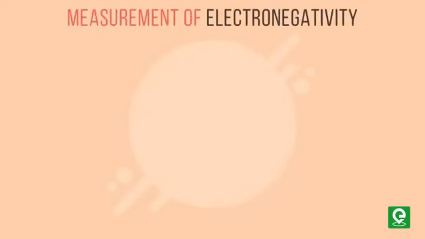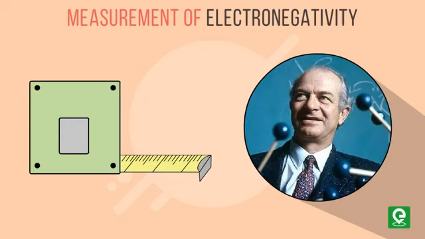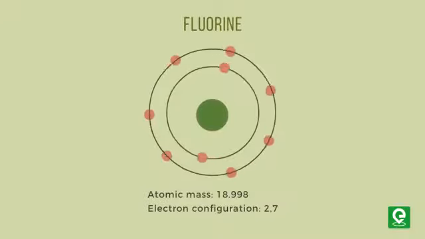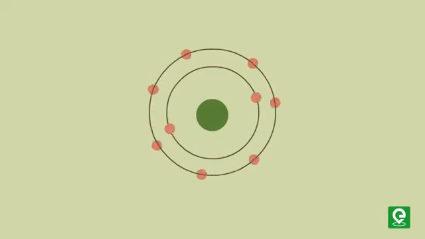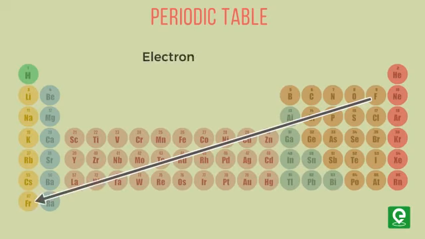Measurement of electronegativity. Pauling scale. Linus Pauling was the first scientist to put forward the concept of electronegativity and created a scale to measure it. Fluorine is the most electronegative element with an assigned value of 4.0, and electronegativity values range down to cesium and francium, which are the least electronegative elements at 0.7.